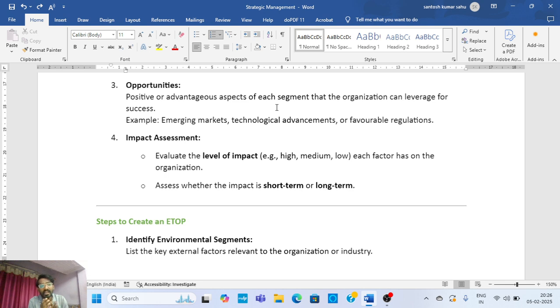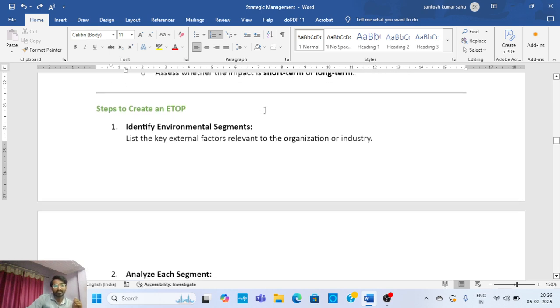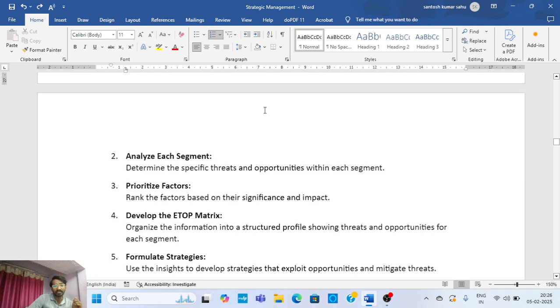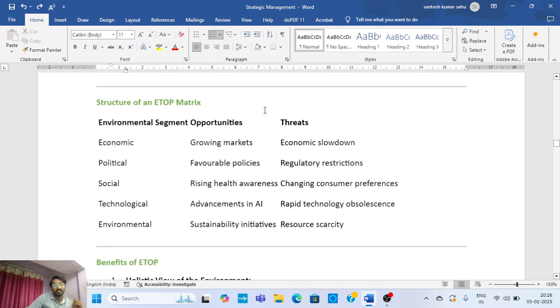Okay, and impact assessment, where you can evaluate the level of impact on your organization. It may be high, medium, or low, for each factor on the organizations. Okay, and whether its impact is short term or long term. And the steps we discussed, right? What are the steps involved in that? Okay, let us discuss the structure of the ETOP matrix.